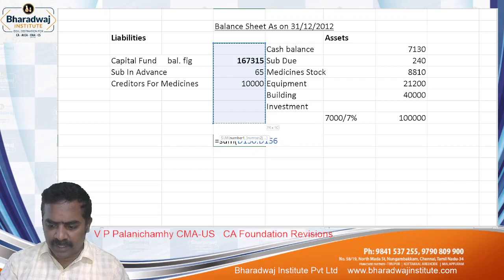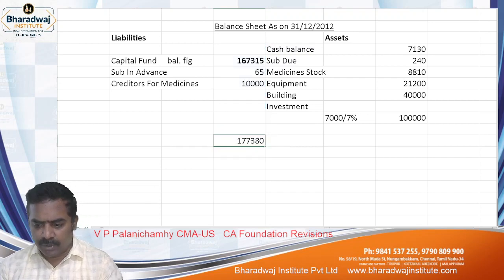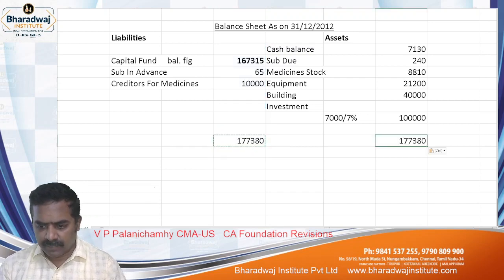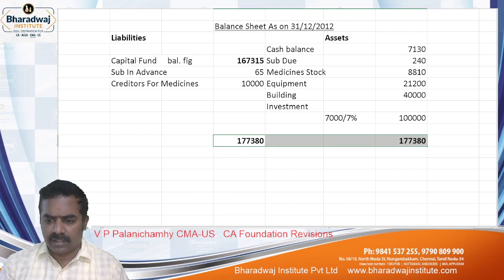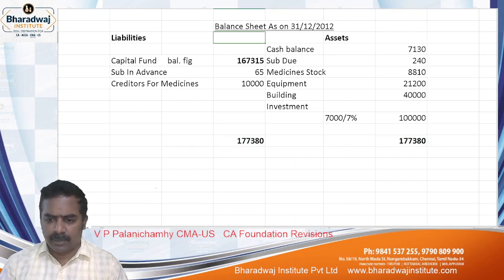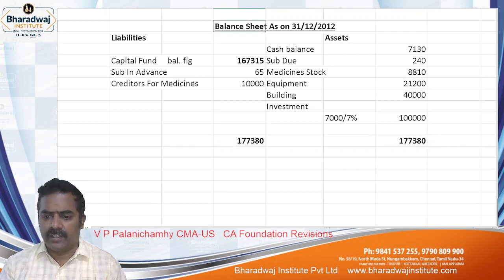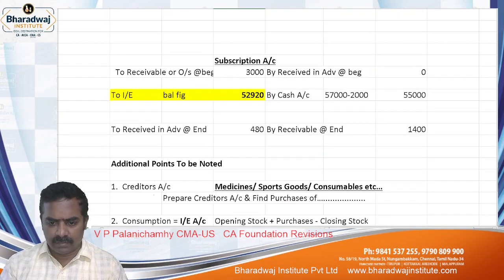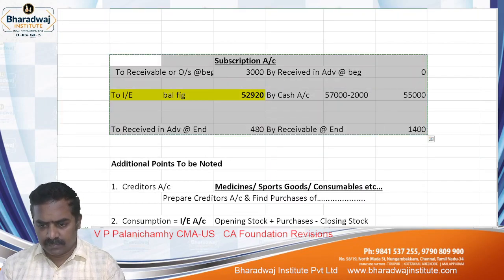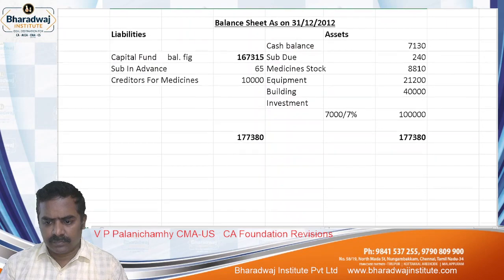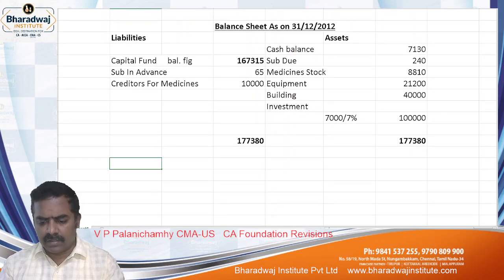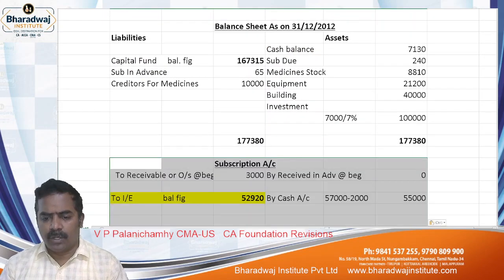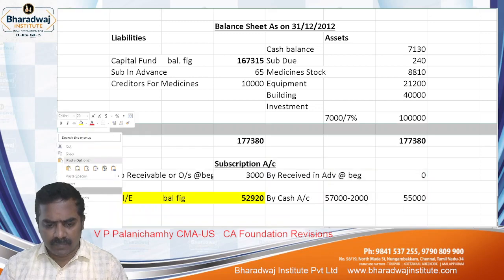Don't go to income and expenditure account. Wait. Which one do you have to work out next? Start. Subscription account. Prepare the subscription account and find out the income. Any doubt in this? Is there any doubt in the investment? Okay.